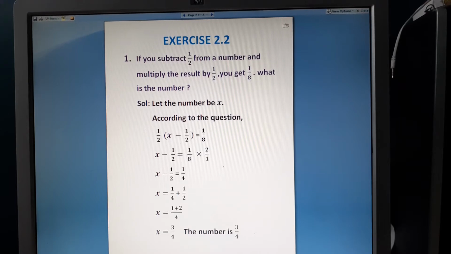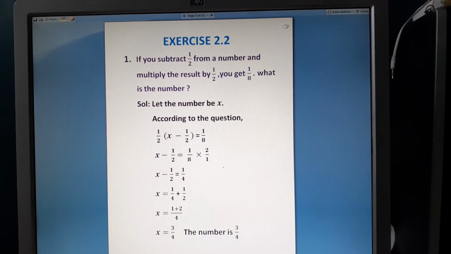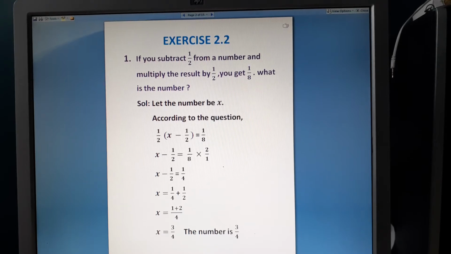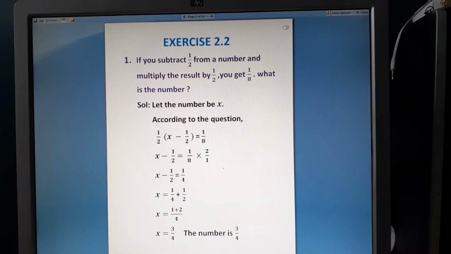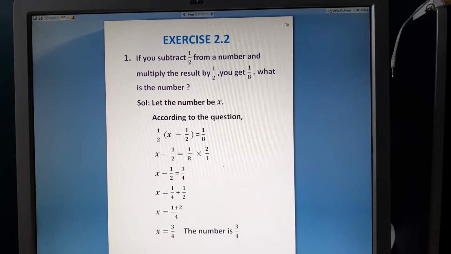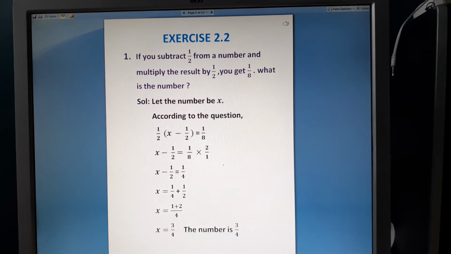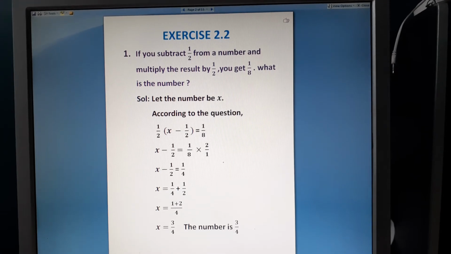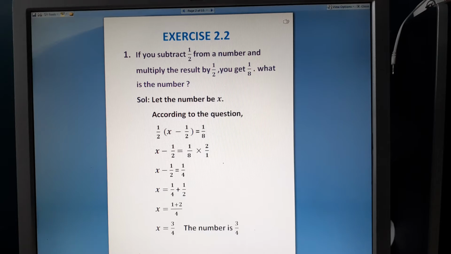Let the number be x. According to the question, a number is x. 1 by 2 is subtracted from the number, so x minus half, and the result is multiplied by 1 by 2. That is 1 divided by 2 into x minus 1 by 2, and that is equal to 1 by 8. That is also given in your question.